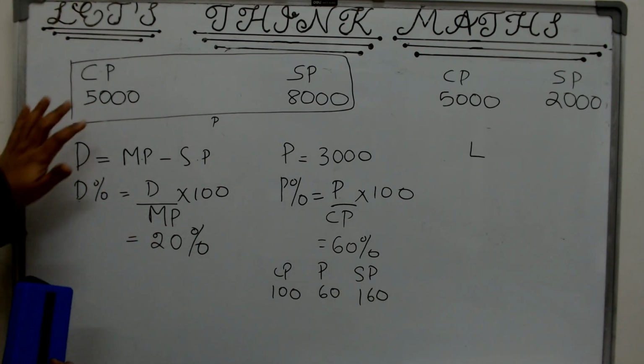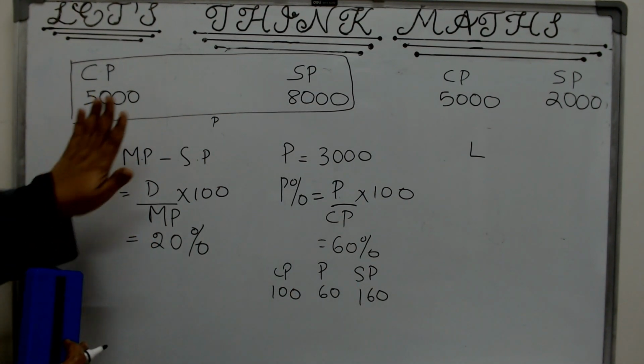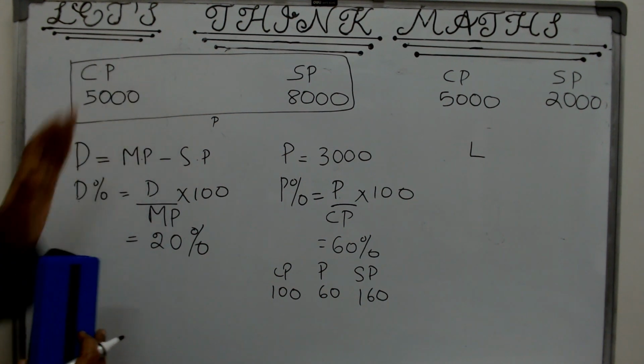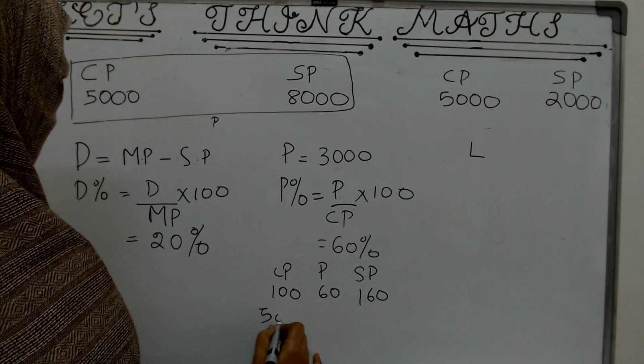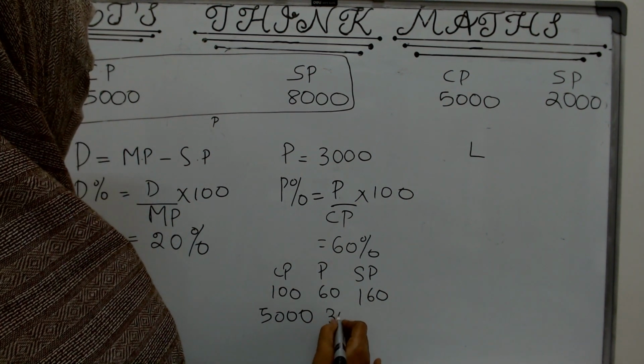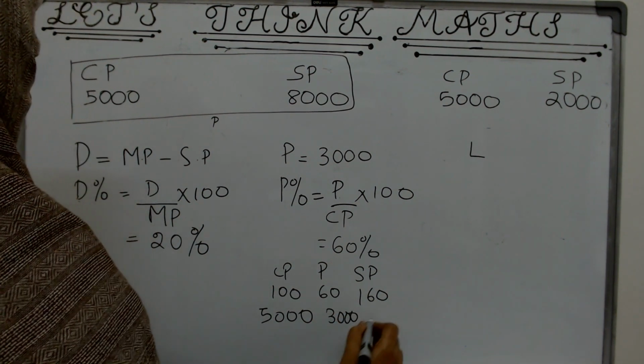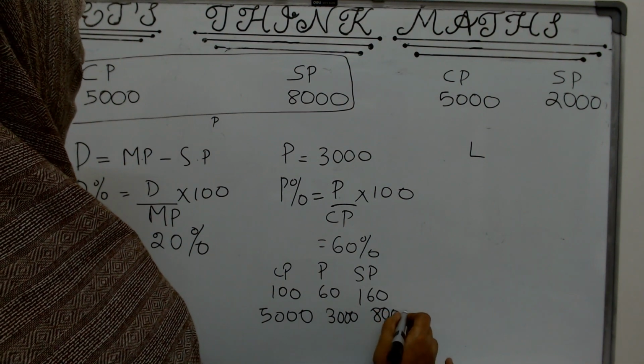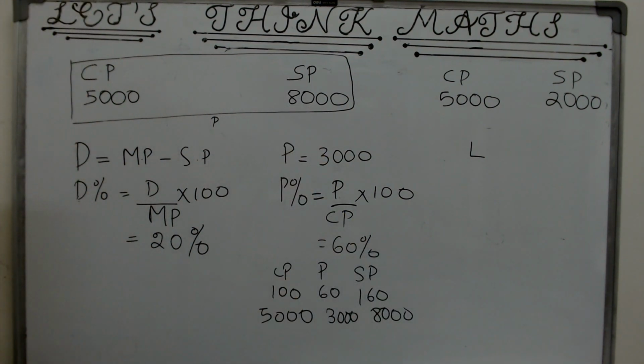But 100 is not the cost price. How many hundreds are there? 50 hundreds are there. So, for each one of them, he makes 60 profit, and in total 3,000 profit, or in other words, he sells it for 8,000. See, that is what we got here.